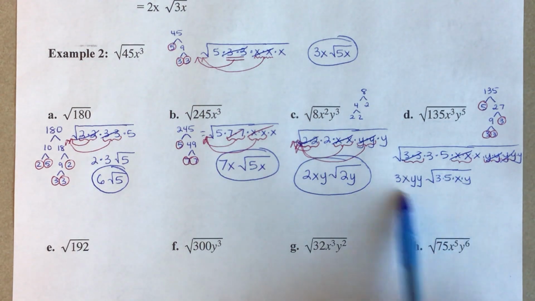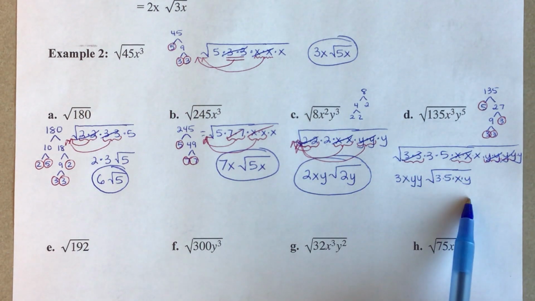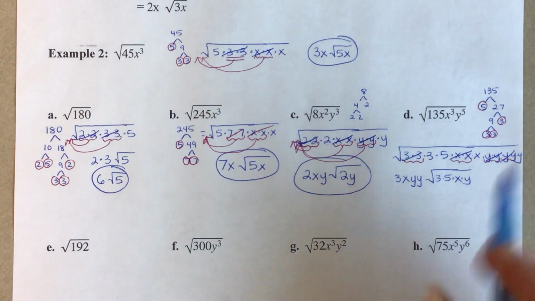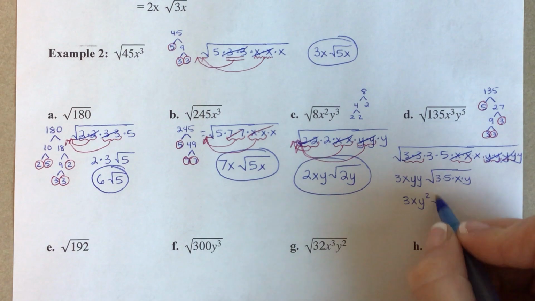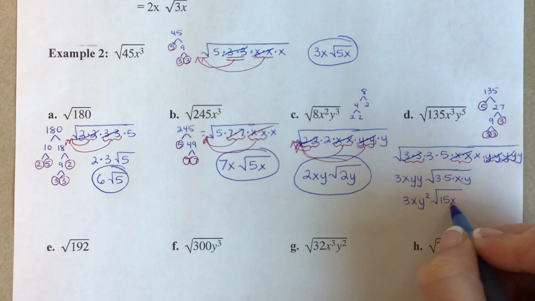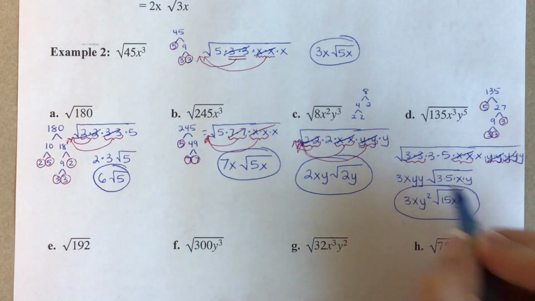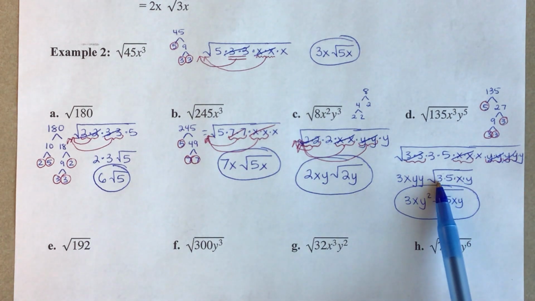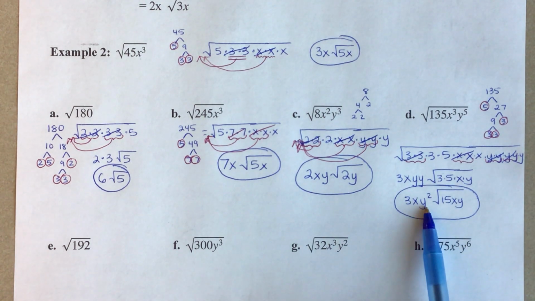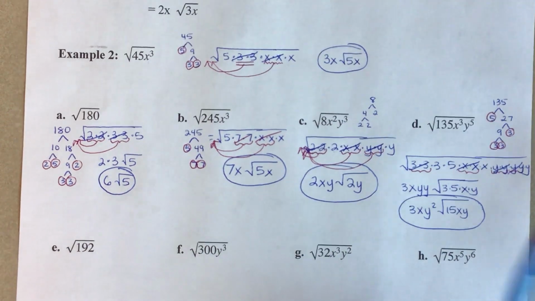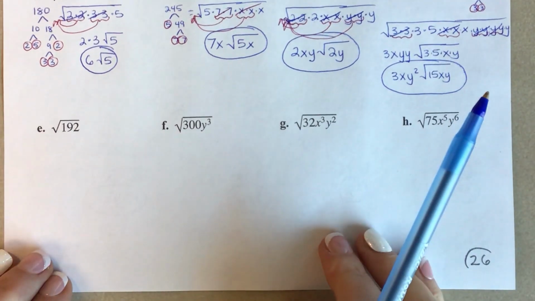But we want to make this look neater because this is not very neat yet. So all of this is multiplication. So this is going to be 3xy squared times the square root of 15xy. How did I do that? Well, 3 times 5 is 15. Y times y is y squared. We just have a couple more examples and then we're done with these notes.